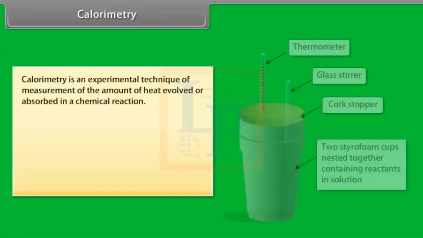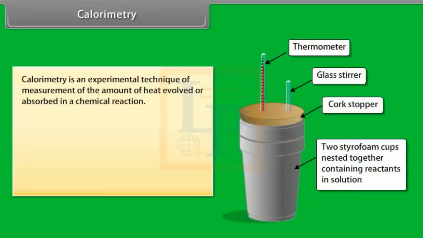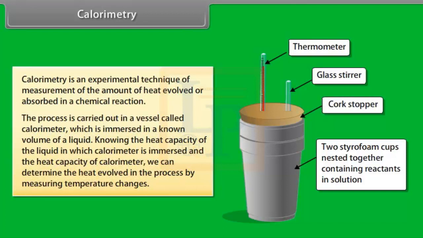Calorimetry. Calorimetry is an experimental technique for measurement of the amount of heat evolved or absorbed in a chemical reaction. The process is carried out in a vessel called a calorimeter, which is immersed in a known volume of a liquid. Knowing the heat capacity of the liquid in which the calorimeter is immersed and the heat capacity of the calorimeter, we can determine the heat evolved in the process by measuring temperature changes.